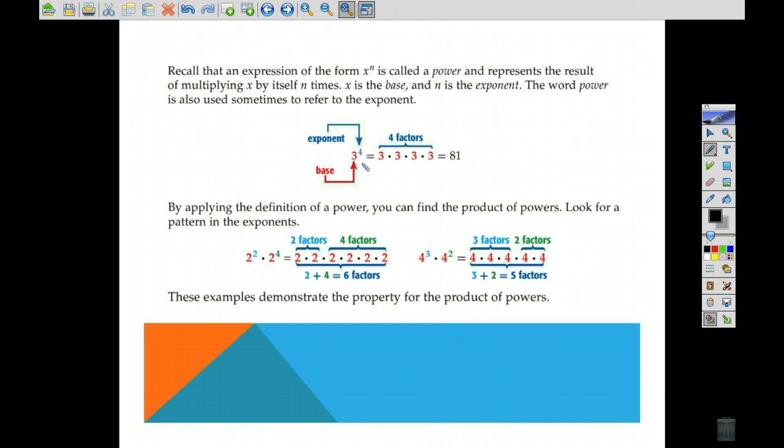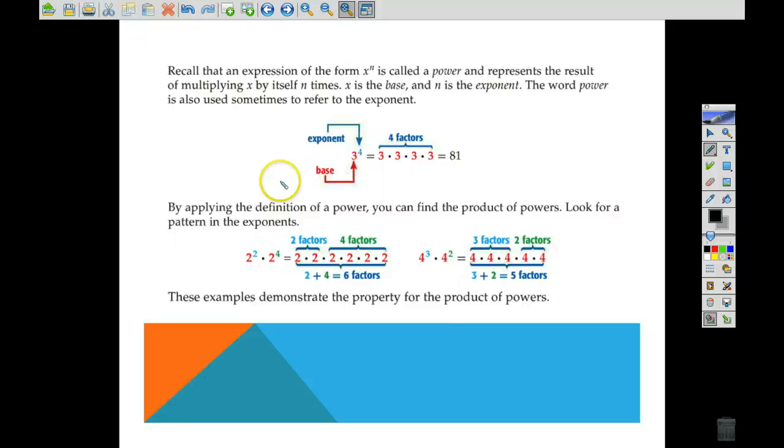Don't get it confused with 3 times 4. If they wanted 3 times 4, they would have written 3 times 4. I don't know how many times students make the same mistake over and over again. So again, 3 to the fourth power means 3 multiplied 4 times by itself.